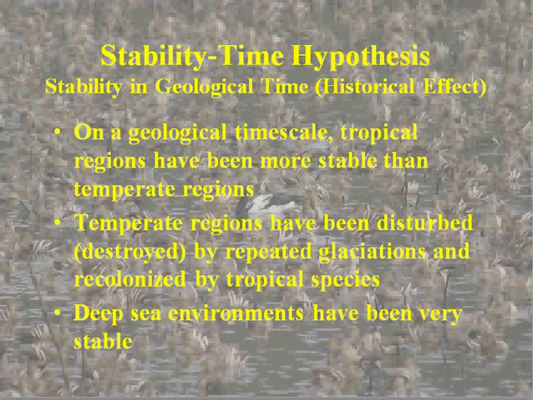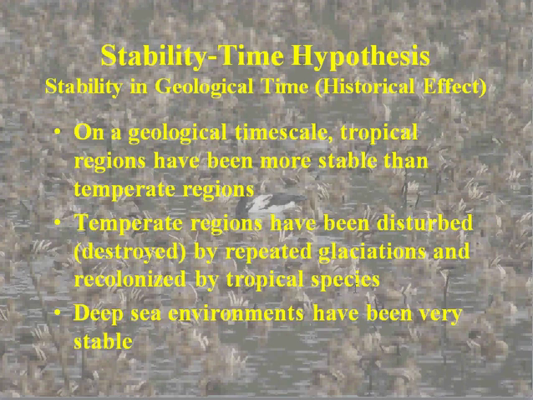So the temperate regions have been disturbed and destroyed by repeated glaciations, but the tropical regions have not. They retain their species, and those tropical species have recolonized the temperate regions after the glaciers have retreated back to the ice caps and melted. Because of that, the tropical areas have had their niches constant for a much longer time.